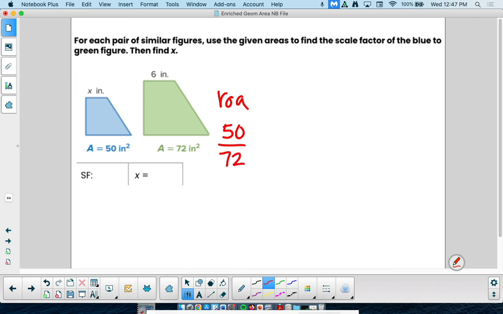Now this is where you really do want to reduce them, because they're almost always going to give you nice perfect squares at this point. So what does 50 over 72 reduce to? 25 over 36, right.